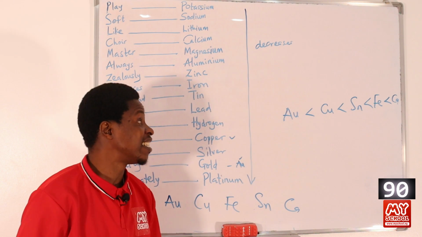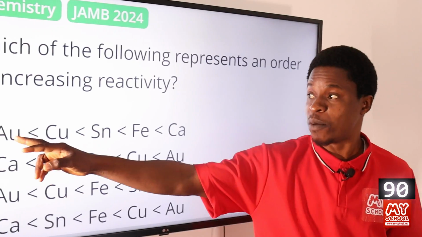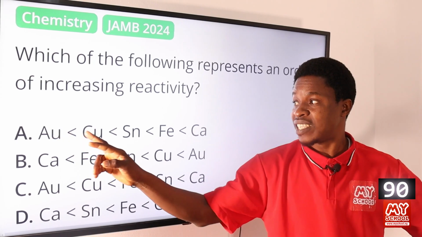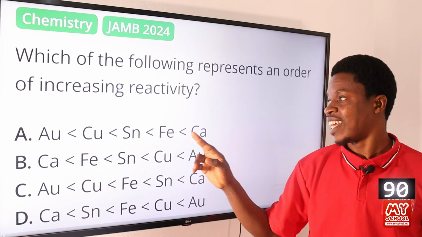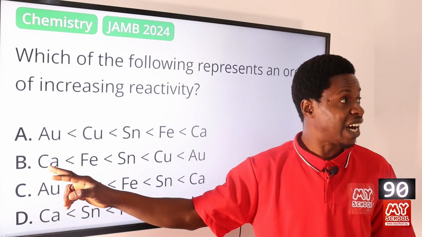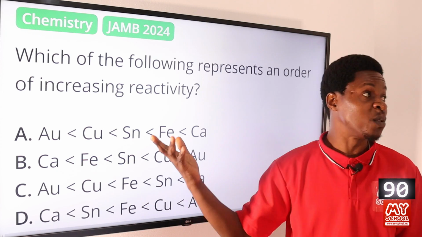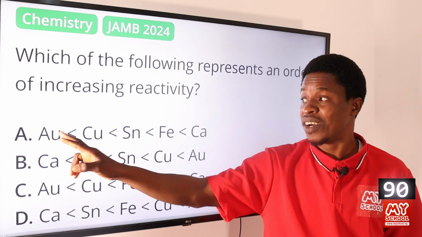So let's look at the screen and see the options that best fit. Option A says Au is less than copper, is less than tin, is less than iron, is less than calcium. This happens to be the correct one. Let's look at option B. It says calcium less than this. There's no point wasting time. We have already seen what we worked out there. So the answer is Au.